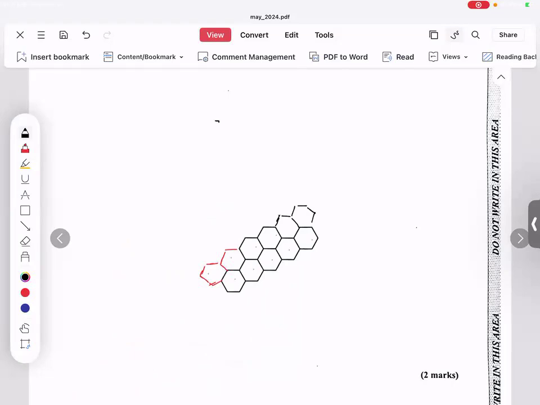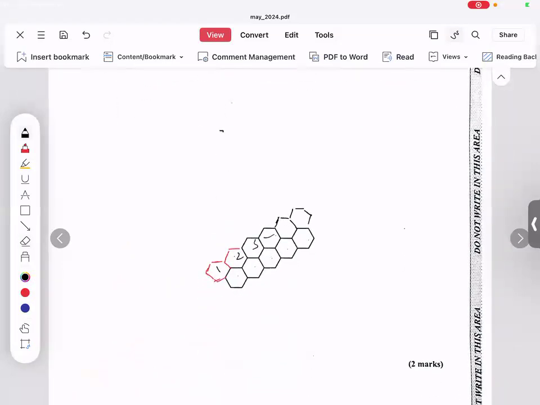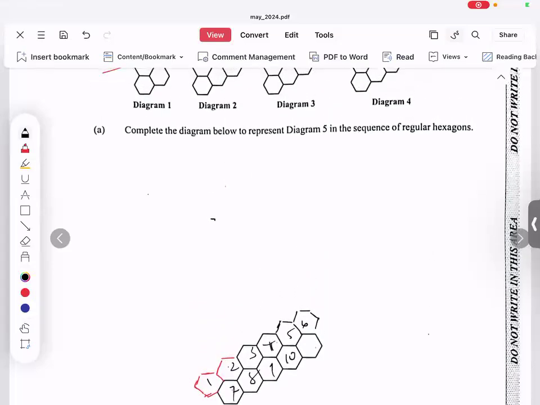So basically, how many hexagons now? We have 1, 2, 3, 4, 5, 6, 7, 8, 9, 10, 11. Are we following the pattern?